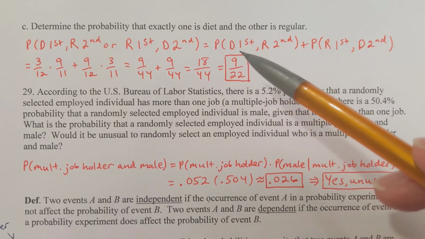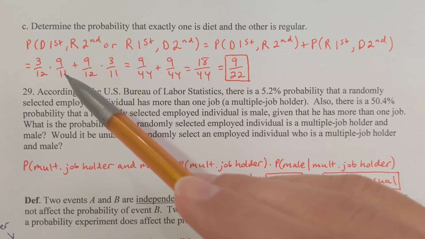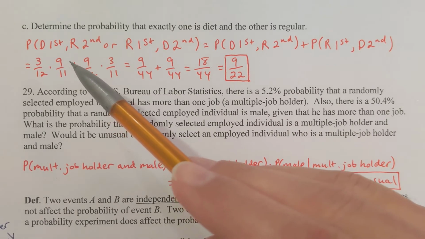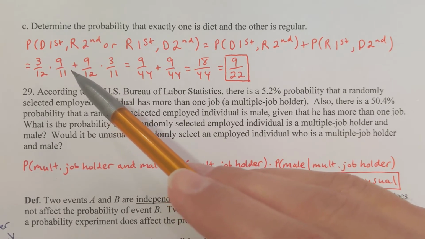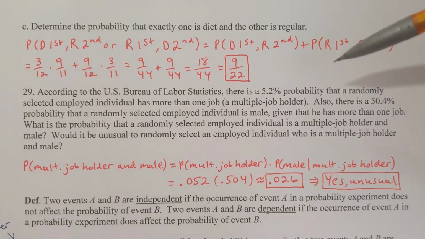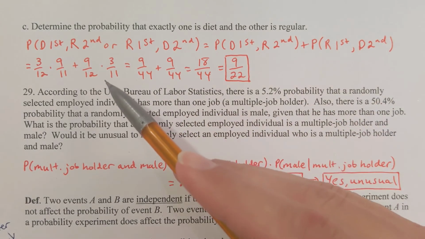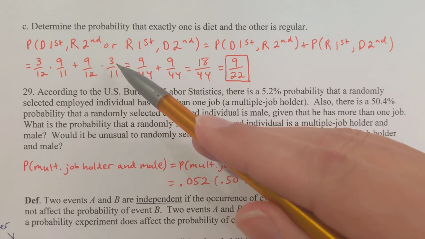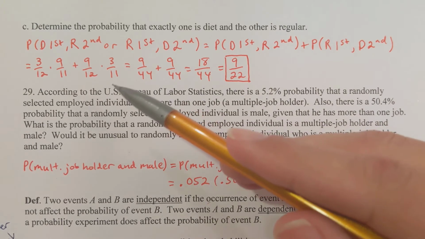The probability of getting a diet first and the regular second. So there's 3 out of the 12 cans that are diet soda. And once I pull the can from the 12-pack, there's 11 cans left in the pack. All the regular sodas are still there, though, all 9 of them. So I multiply by 9 over 11. Plus 9 over 12 would be the probability that I get a regular soda first. And then once I select a regular soda from the 12-pack, there's 11 cans left. All the diet sodas are still there, all 3 of them. So I multiply by 3 over 11.